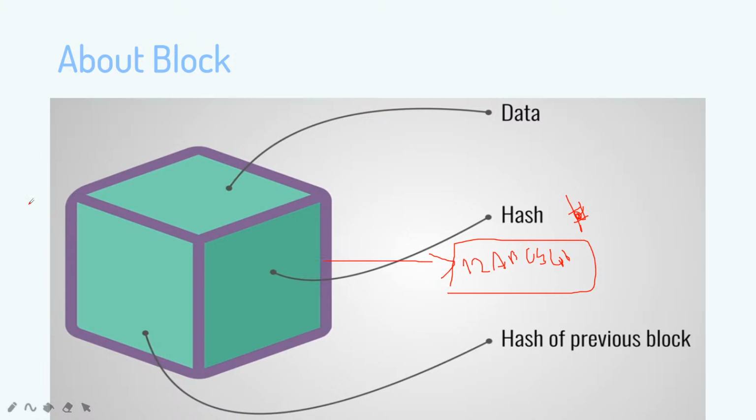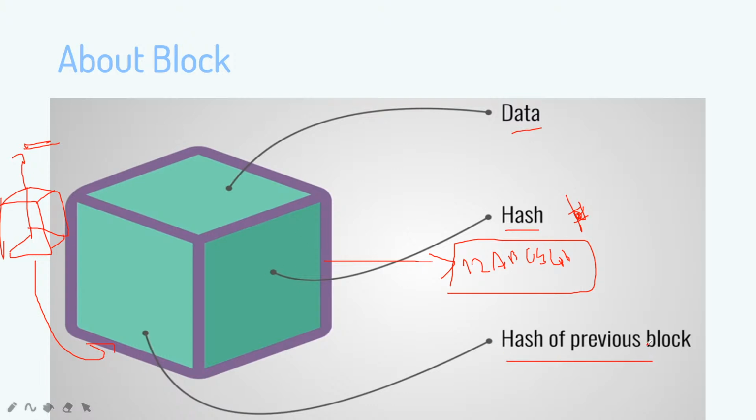And we have a previous block also, right? For this previous block we have some hash value, and that value is also stored in the current block. So if you take one single block, we have the data, the hash value of that block, and the hash value of the previous block.